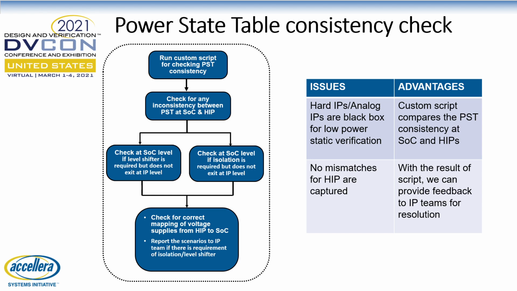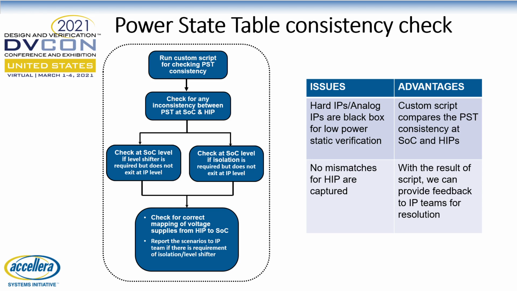But in the case of hard IPs or analog IPs, the internals are black boxed for low power static verification, and hence the SOC is agnostic to the HIP power crossing assumptions and the implementation of isolation and level shifter in the HIP designs. If the hard IP crossing assumptions are different from that of SOC, then this could be a potential bug in silicon at SOC. So such functional issues could be caught by functional validation, but it is limited by coverage.